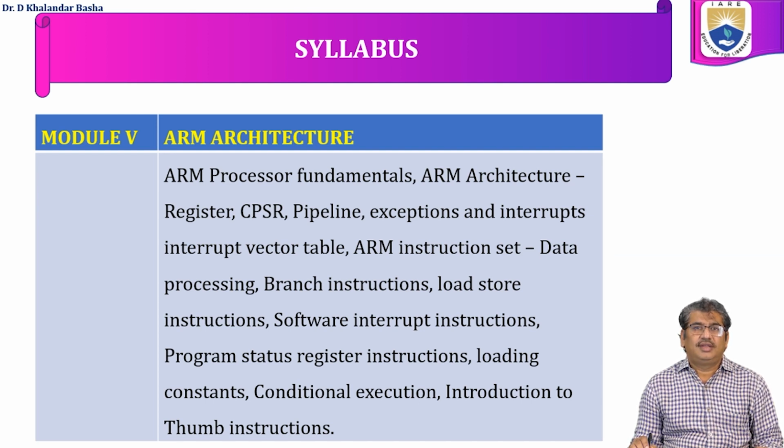ARM instruction set: the various instructions supported by the ARM processor like data processing, branch instruction, load store instruction, software interrupt instruction, program status register instruction, and loading constants. This we are going to study under instruction set. Then conditional execution, and we will see the thumb instruction set, how it is different from normal ARM instructions, how to configure the ARM processor to the thumb instructions, and what the format or syntax differences are for ARM processor and thumb instructions. We will see this under introduction to thumb instructions.